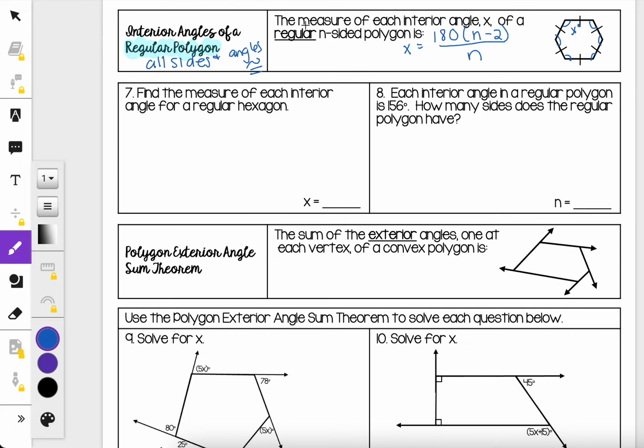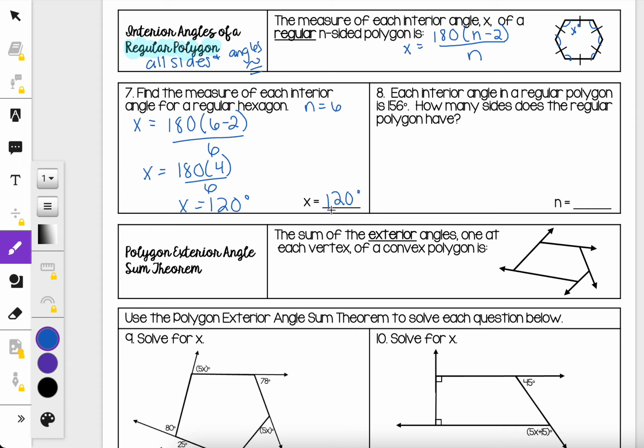Number 7 says find the measure of each interior angle for a regular hexagon. A hexagon, we need to know, has 6 sides. So it's a regular hexagon, and I can use this formula: 180 times 6 minus 2, divided by 6. Clean this up in your calculator, and we are going to get x equals 120 degrees.